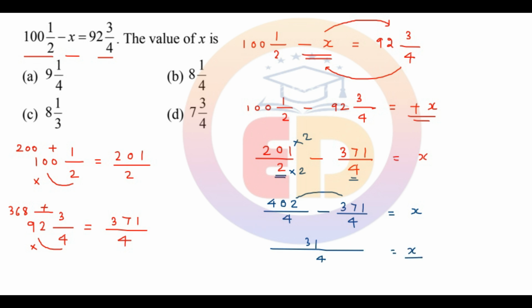But if you look at the options, they are given in mixed fractions. So let us convert 31 upon 4 to a mixed fraction. For that, divide 31 by 4. 4 sevens are 28. Subtracting, I get 3. Remember, my quotient will become the whole number, my remainder will become the numerator, and my divisor will become the denominator. My answer will be 7 whole 3 upon 4. 7 whole 3 upon 4 is option number D.